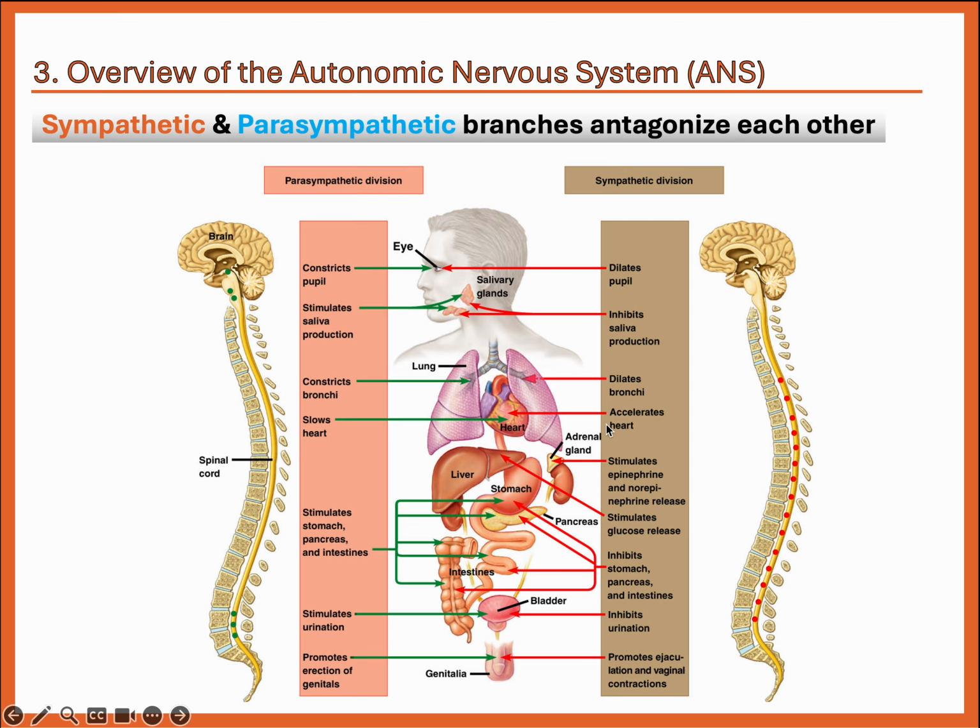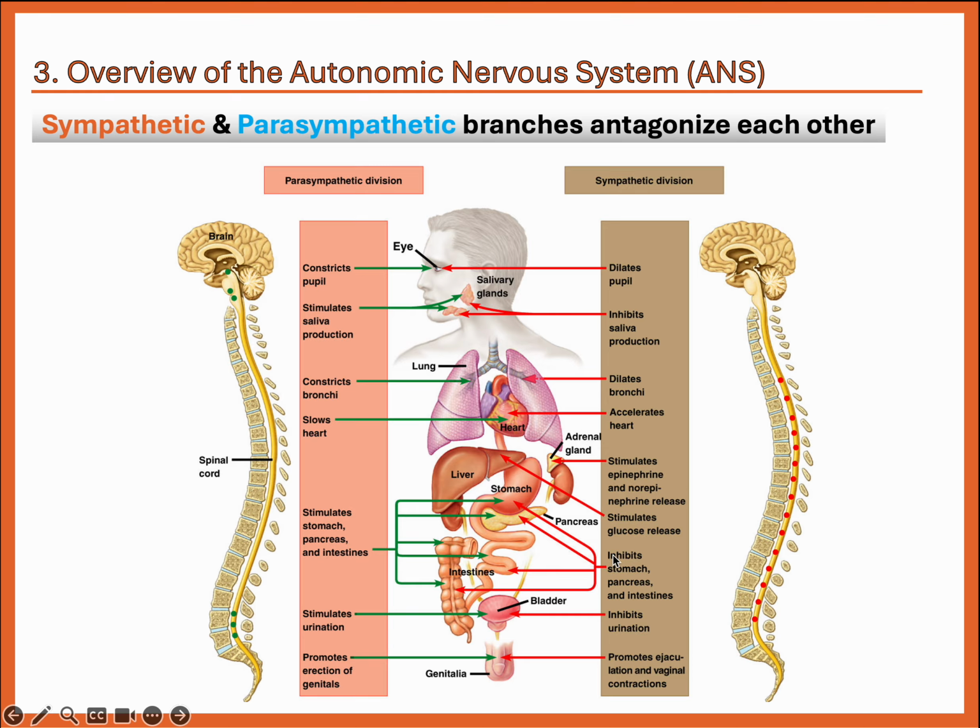In sympathetic, your heart rate accelerates. It goes faster because you need to get that blood to all of the tissues that are trying to help you run away. All your muscles need that blood. Whereas in the parasympathetic, your heart rate will slow down and beat at a slower rate to try to allow you to relax.